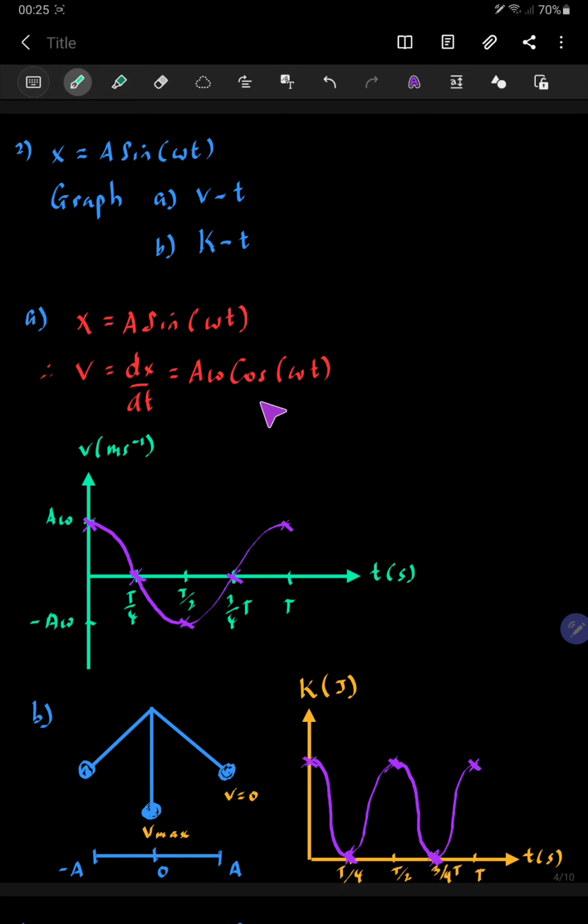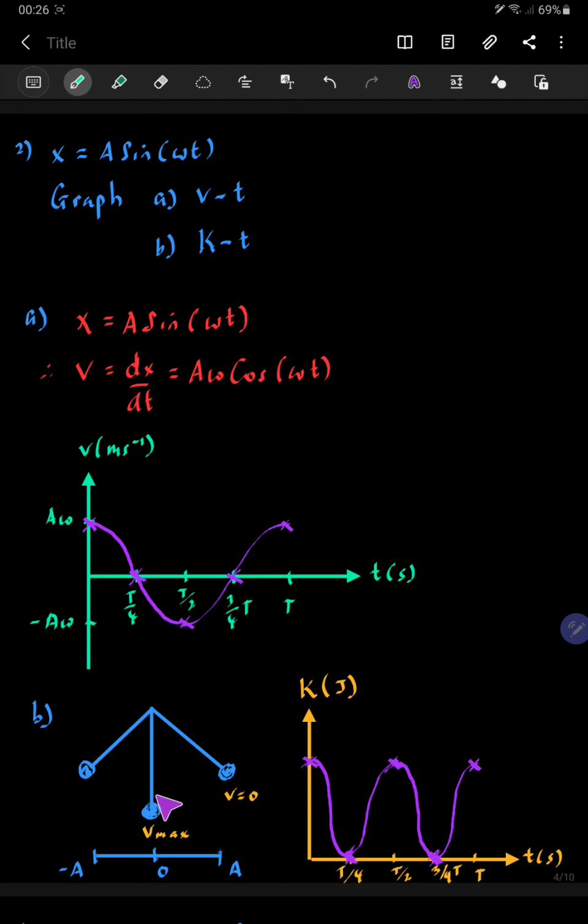So the graph of V should be purely cos and positive. So is it correct? Okay, so based on this equation, purely cos should be like this. Start from the amplitude, and then going to the equilibrium, reaching the negative amplitude, turn back to equilibrium, and then turn back to amplitude again. Okay, so is it correct or not?